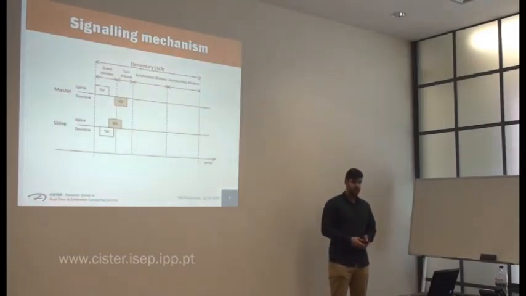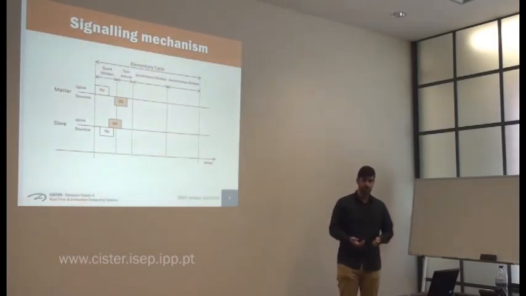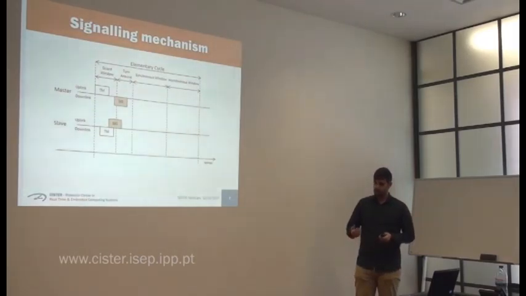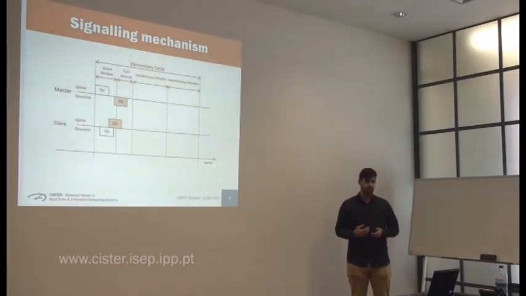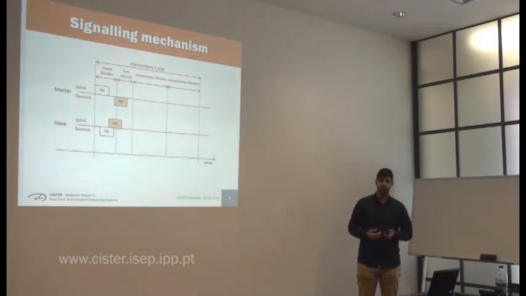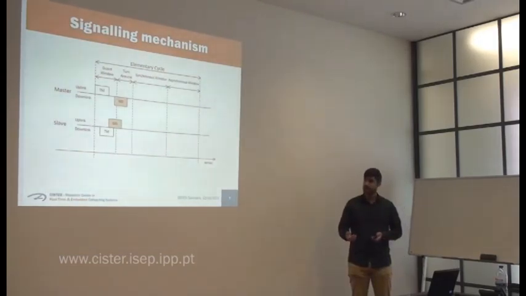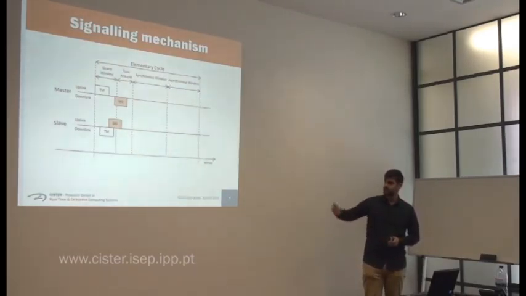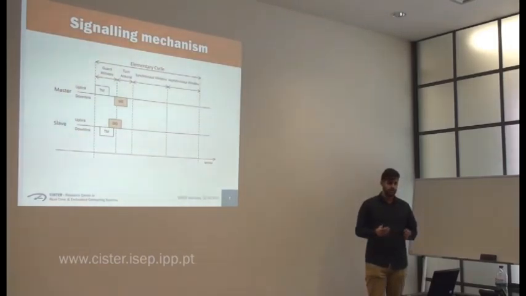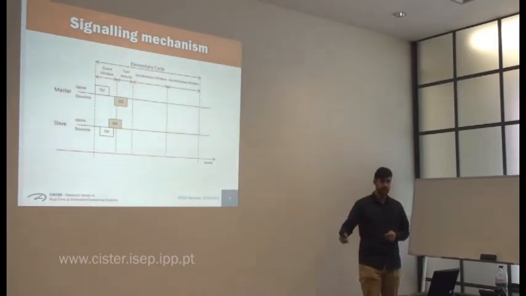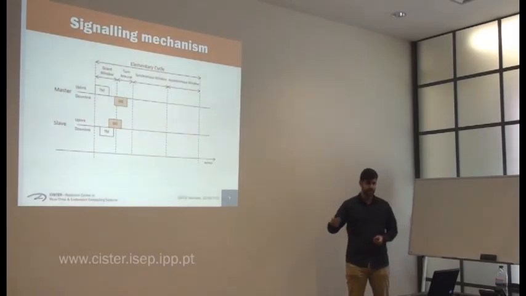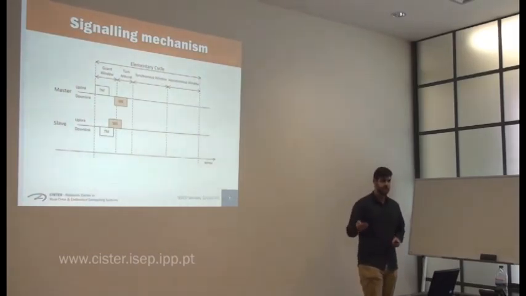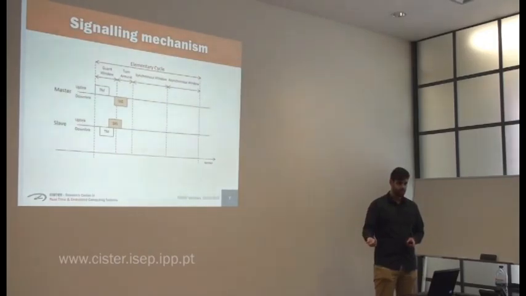Those requests are used in the signaling mechanism. How does it work? If an asynchronous application has a pending message, after receiving the trigger message, it has to send to the master a signaling message that includes information about the messages that are pending to transmit. So in the next elementary cycle, the master will consider that message in the scheduling process.